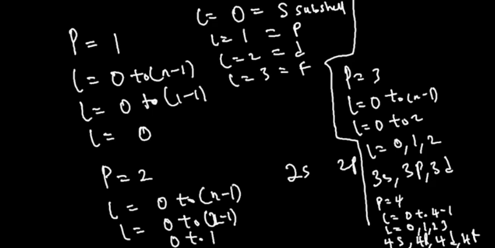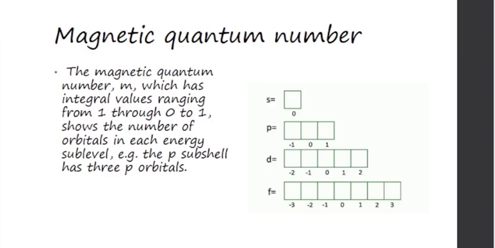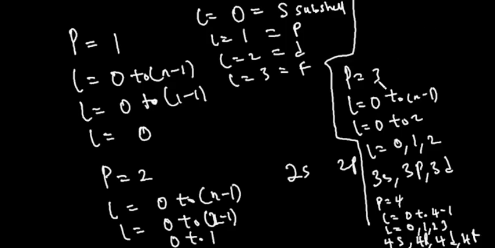Now, the next one we're going to talk about is the magnetic quantum number. The magnetic quantum number simply describes the number of degenerate orbitals. If you look at this structure, you will notice that s has only one small block, p has 3 blocks, d has 5 blocks, and f has 7 blocks. How are we able to determine this? Quite simple.